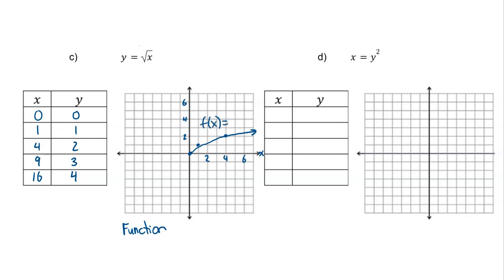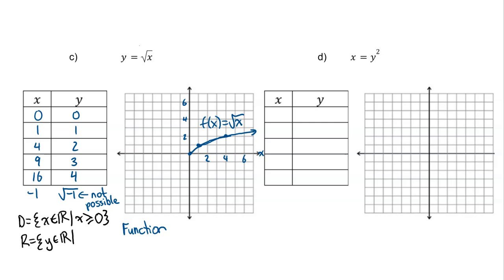That is a function because it passes the vertical line test and because every x value corresponds to only one y value. Now you'll notice if I put negative 1 in, the square root of negative 1 is not possible in terms of the real numbers. So that is not something that's allowed, which is going to restrict our domain and range here. Any negative values under the square root are not allowed. So that means the domain is x is a set of all real numbers such that x is greater than or equal to 0. And the range has the same restriction. Y is a set of all real numbers such that y is greater than or equal to 0. It touches that point 0 but never goes below it.